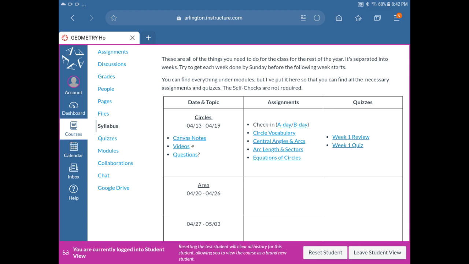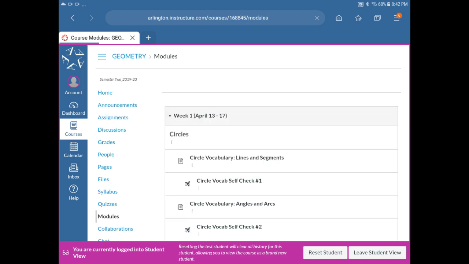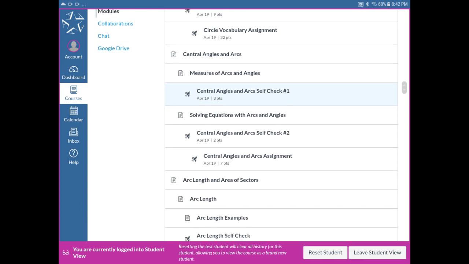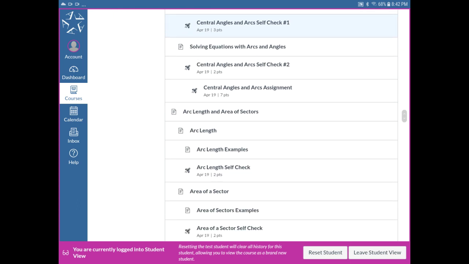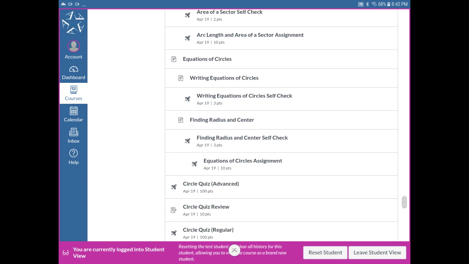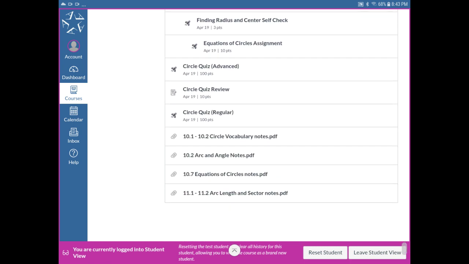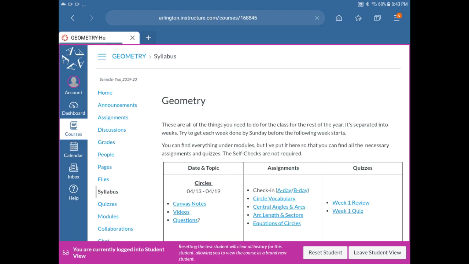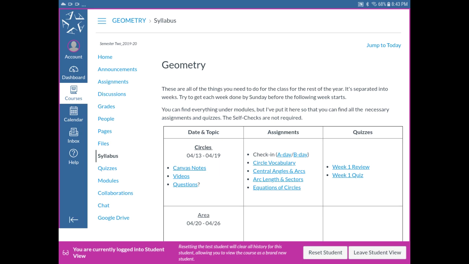Those are the assignments, and that's the quiz. You don't have to do the week 1 review. You don't have to do the self-checks. If you approach it from here, just look for the things that say assignments. I know it looks like a lot of things, but a lot of those things are not required. Self-checks aren't required. A lot of these things are notes. You can go back in here to look at notes, but everything you need is on this homepage. I organized it for you that way so you would not feel overwhelmed by all the stuff that's on there.